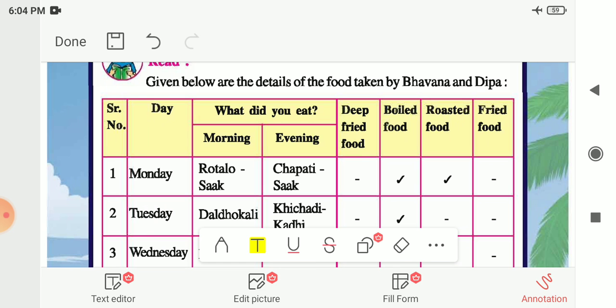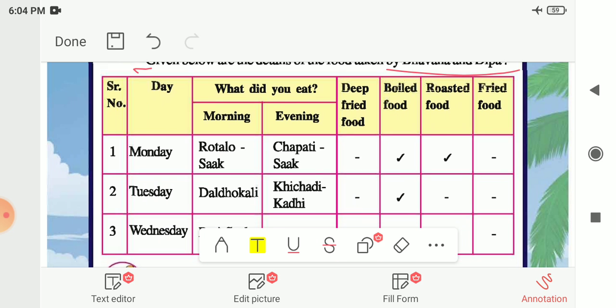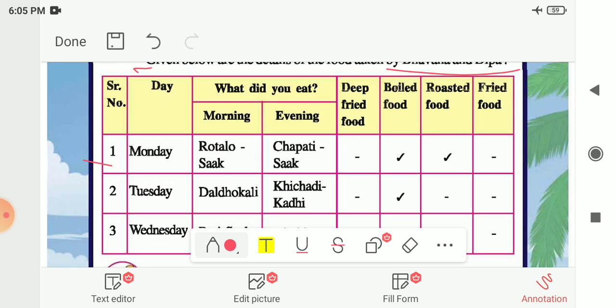Given below are the details of the food which was taken by Bhavna and Deepa. Two girls are there, Bhavna and Deepa. Here one table is given to you, the food taken by these girls on different days and how these foods are prepared, by which method of cooking. So the first day given is Monday. On Monday in the morning they eat rotlo shak, and in the evening they eat chapati shak.